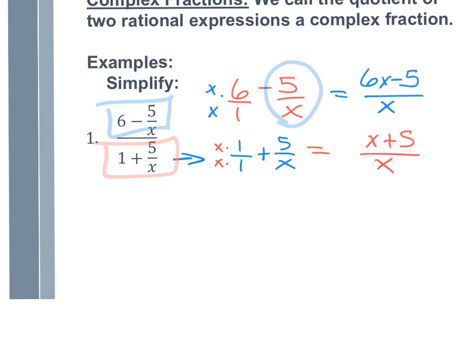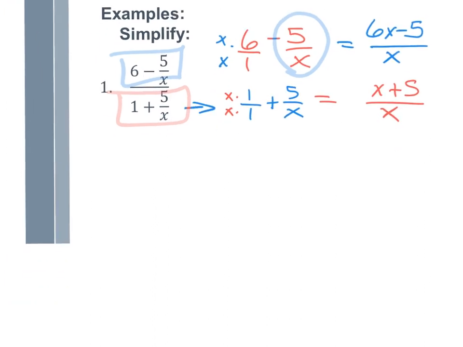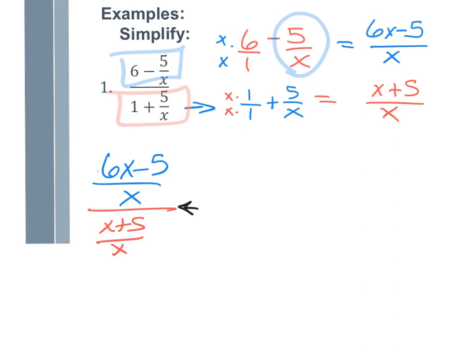Okay, so now here is my complex fraction. I now have 6x minus 5 over x, over x plus 5 over x. So again, this fraction bar right here means division. So what I should be doing here is 6x minus 5 over x divided by x plus 5 over x.